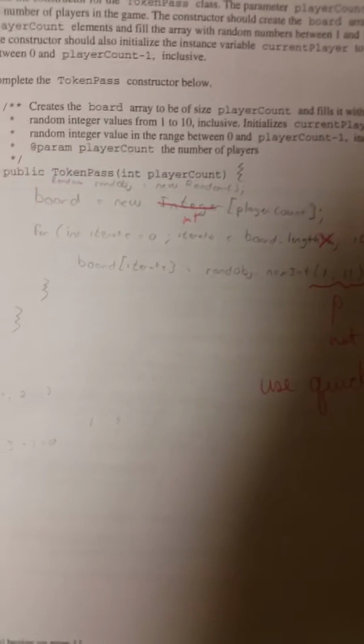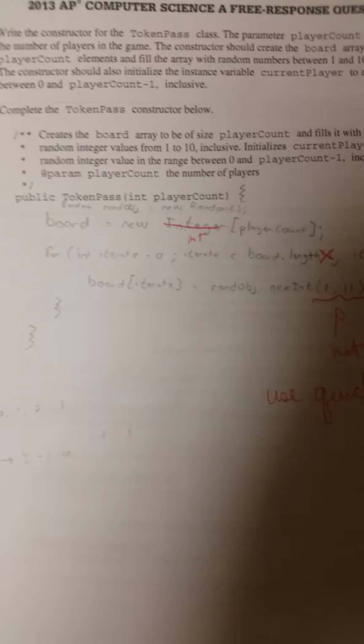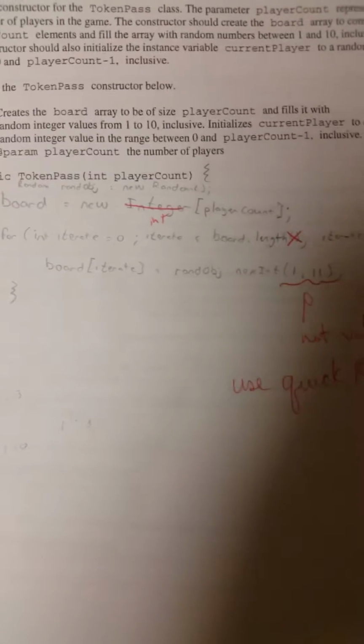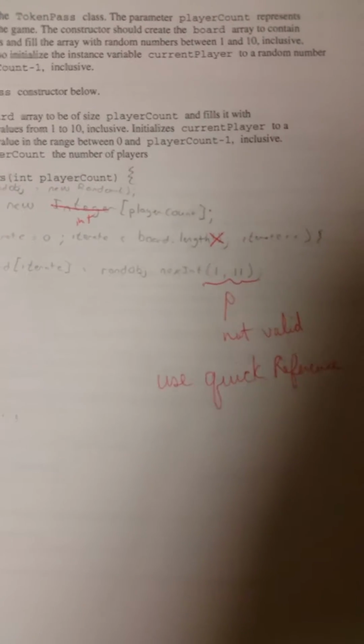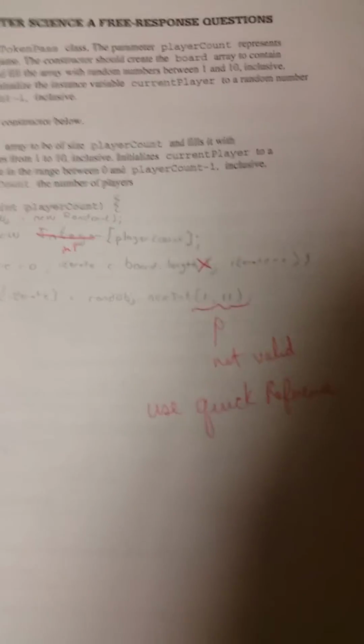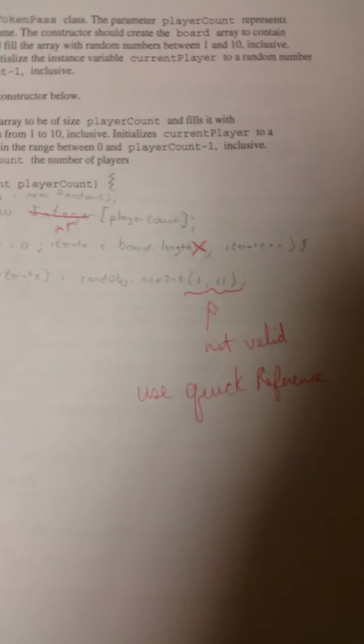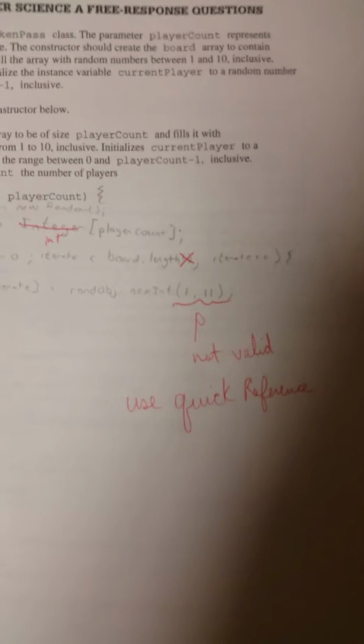Okay, so I got part A of question 2 wrong because I tried to initialize the board array with new integer square brackets player count. However, if you want to make an array of type int, you have to use int instead of integer. So I got that wrong. Second, I tried to use the method length to get the length of board, but arrays don't actually have that method. It just has the property length. So I got that wrong.